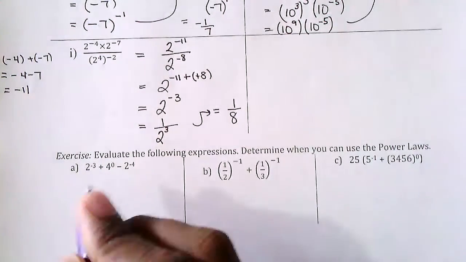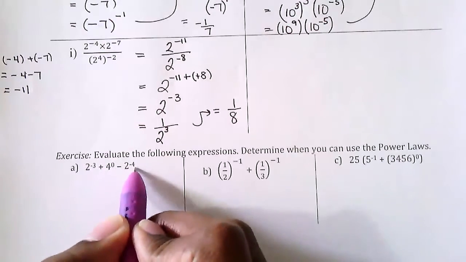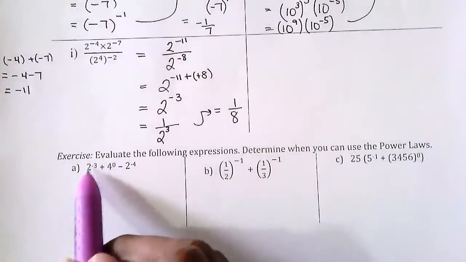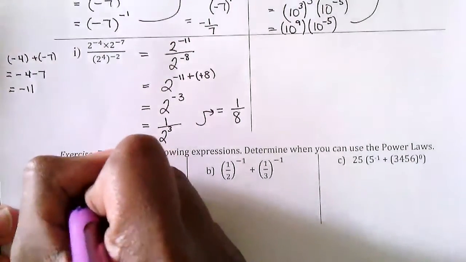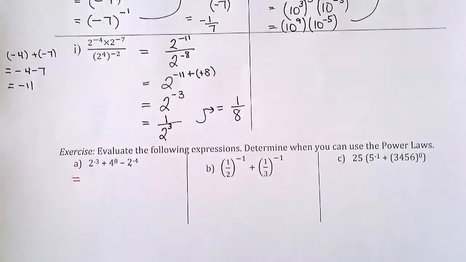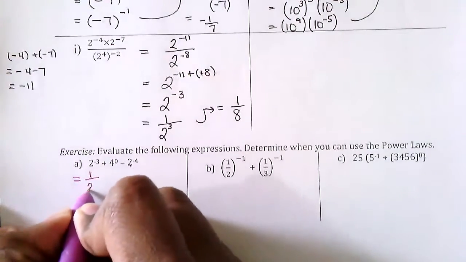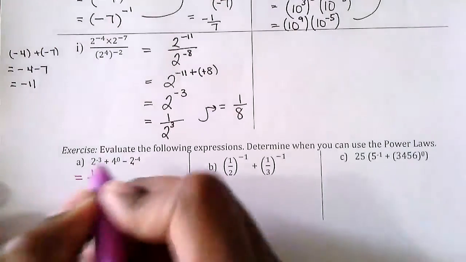So let's take a look here. We have 2 to the -3 plus 4 to the 0 minus 2 to the -4. I see these have the same bases, which is great, but I'm not multiplying or dividing them, so I don't have power laws to help me here. When you don't have power laws, go with the definitions of powers and see if you can simplify as much as possible. So 2 to the -3 is the same thing as 1 over 2 to the 3. That's one of the definitions of a power.